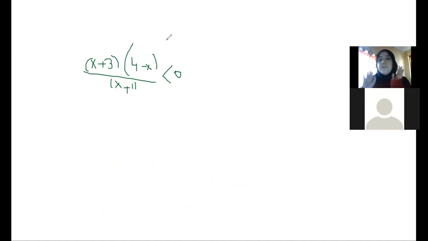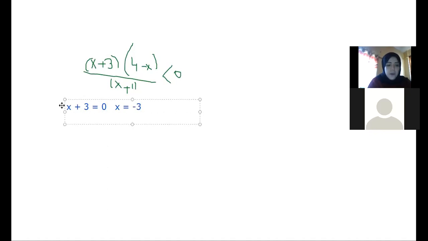The same thing. You pretend as if it's an equation. Everything in the numerator equal to 0. Everything in the denominator must not be equal to 0. We have to find a condition. Very good. So for the first one, x plus 3 equals 0, which means x equals minus 3.